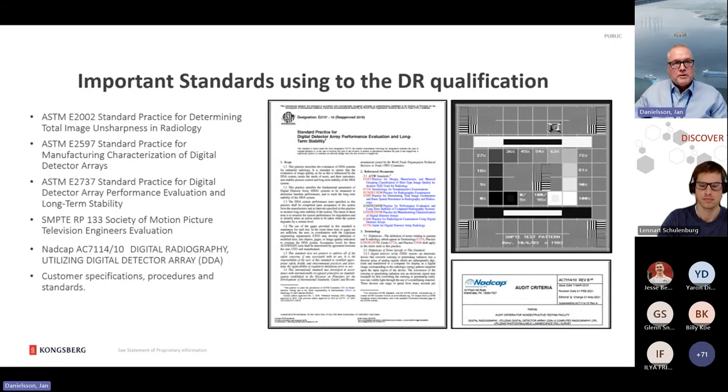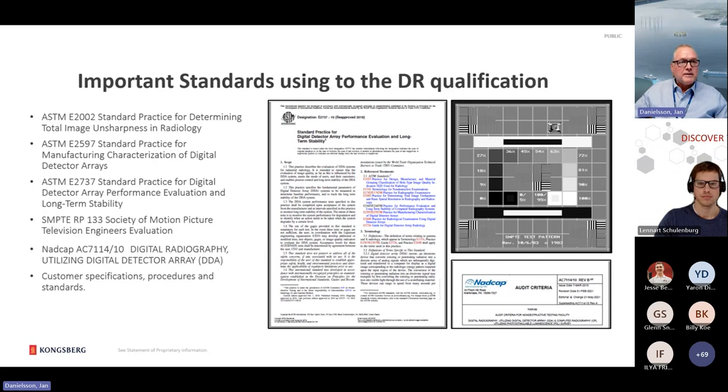I will show you some important standards that we used in the DR qualification. For the last 7-8 years, there have been a lot of standards for companies that will start to use non-film systems. So the first one is ASTM E2002, to determine the total image unsharpness and basic spatial resolution of the digital detector arrays that you use, in duplex wire.